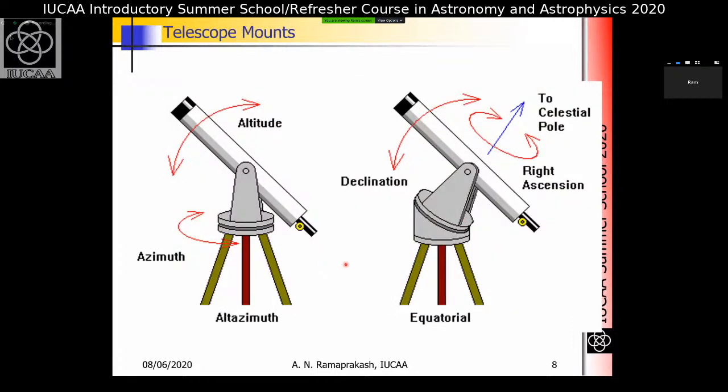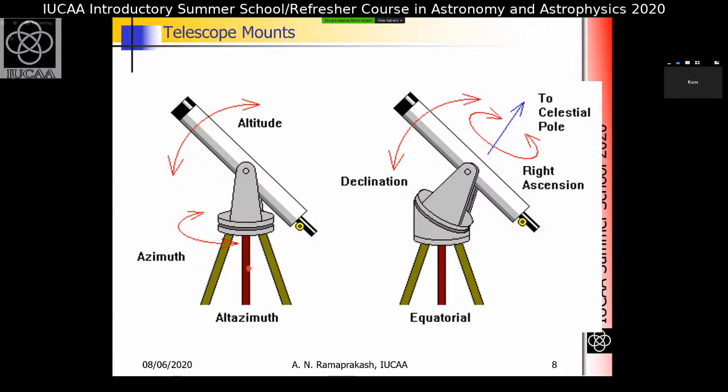Now, if I want to put a telescope and observe the sky, the sky is not a fixed target. The sky is a moving target, because the Earth rotates around its axis, and the Earth is also rotating around the sun. These two movements make the sky appear to move with respect to the Earth. Sitting on the Earth and observing the sky, it appears to move. So if the telescope has to look at a target in the sky, it has to track that object. And in order to do that, telescopes are mounted in various kinds of tracking arrangements.